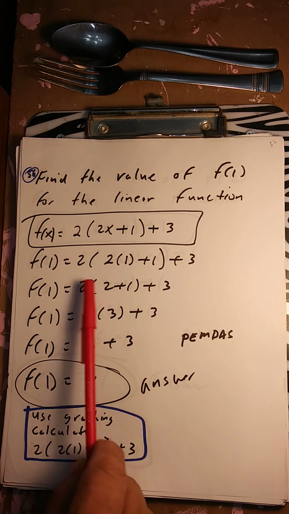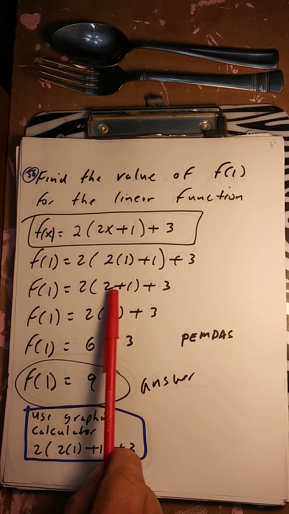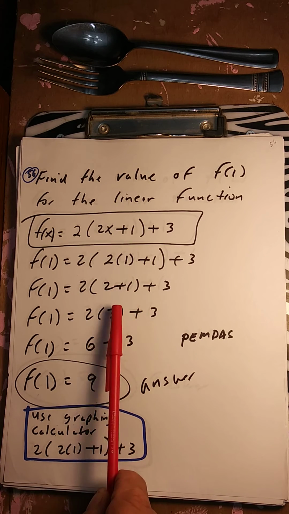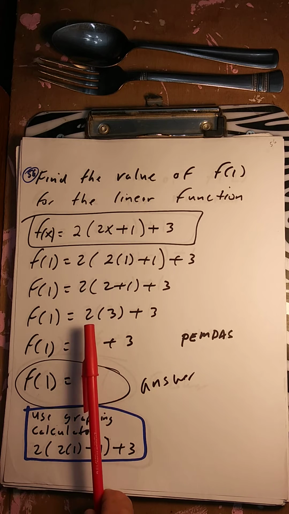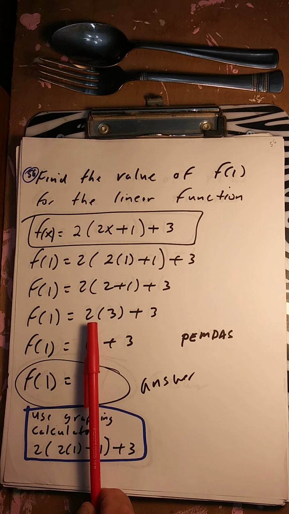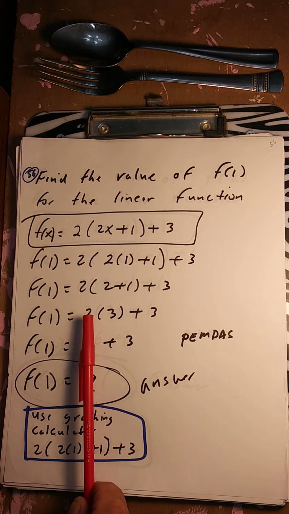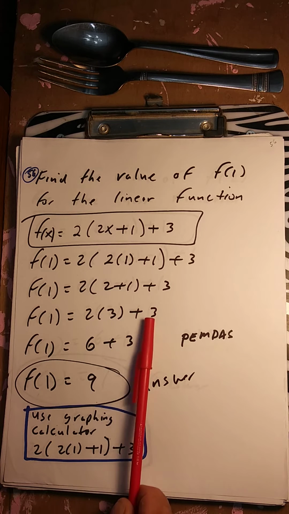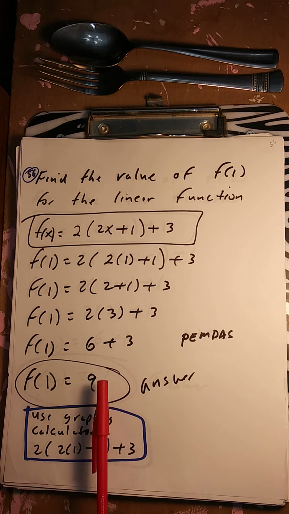Everything else, write it down. So now parentheses, we have to do that next. So 2 and 1 is 3. Now we have multiplication, we have addition. We need to do the multiplication first. So 2 times 3 is 6. Bring the 3 down. 6 and 3 is 9.